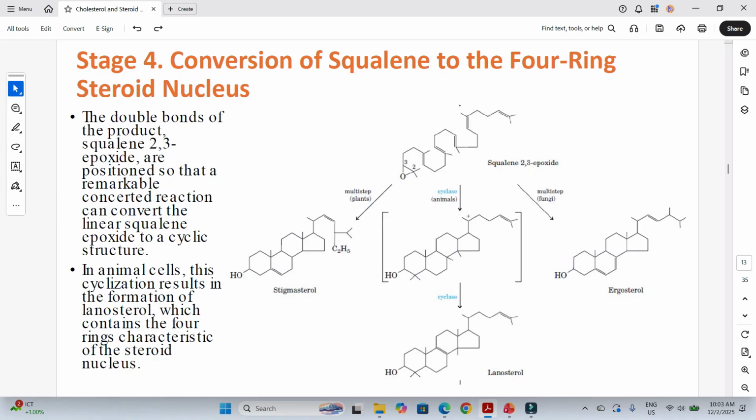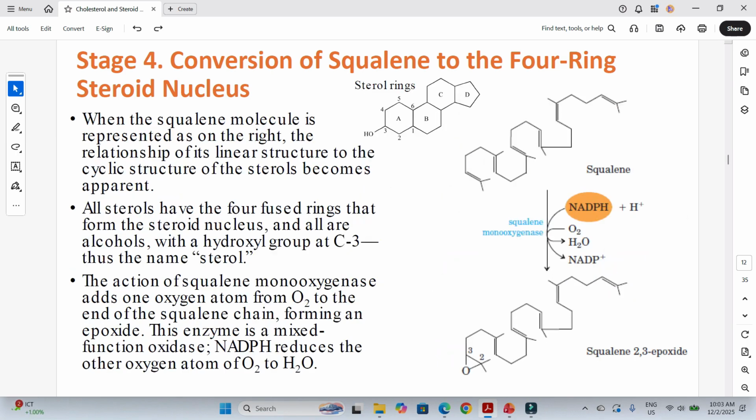This is what we have in mammals, in animals, essentially. We have lanosterol. Now, it is important to highlight that the double bonds of the product squalene 2,3-epoxide are positioned so that a remarkable concerted reaction can occur and can convert the linear squalene epoxide to a cyclic structure. All of these ring closing reactions happen at the same time.